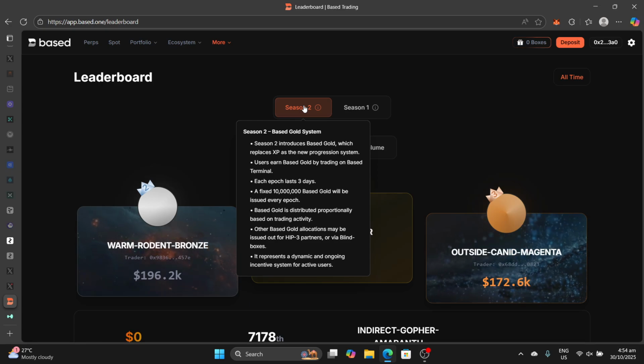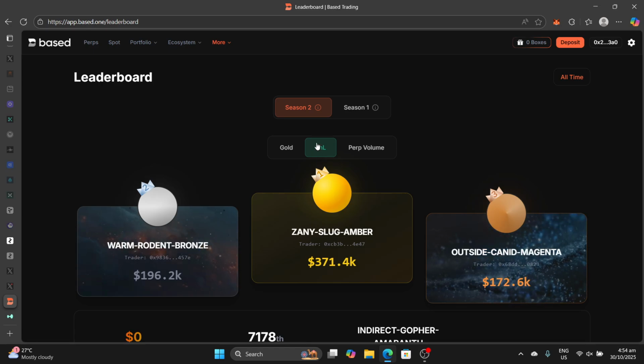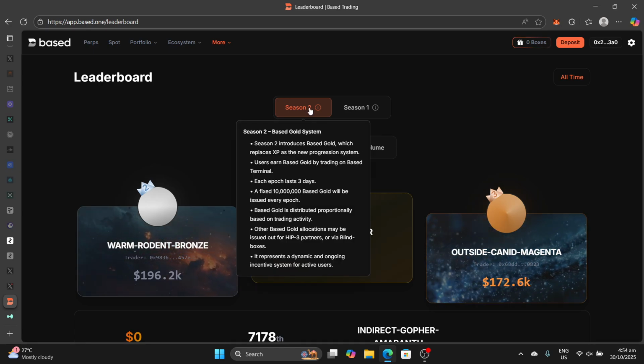So season 2 introduces Base Gold, which replaces XP as the new progression system. Users now, value proposition wise, very strong. Besides Hyperliquid, it's also backed by Ethena. So if you're an Ethena holder, I believe you'll soon be earning a portion of the airdrop via Ethena. I don't know if I'll touch on that in the course of this video, maybe in another video. That's upcoming. So users earn Base Gold by trading on the Base terminal.